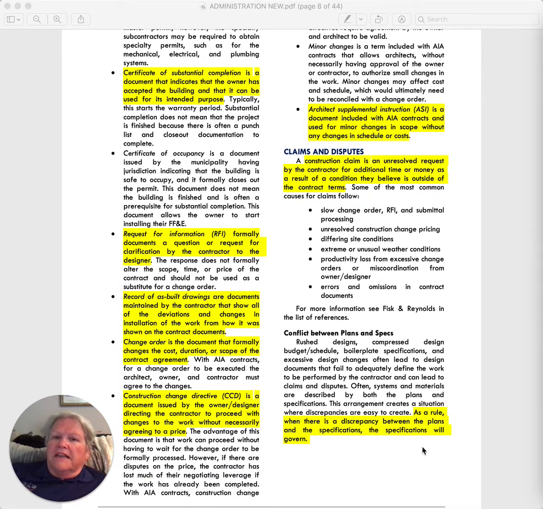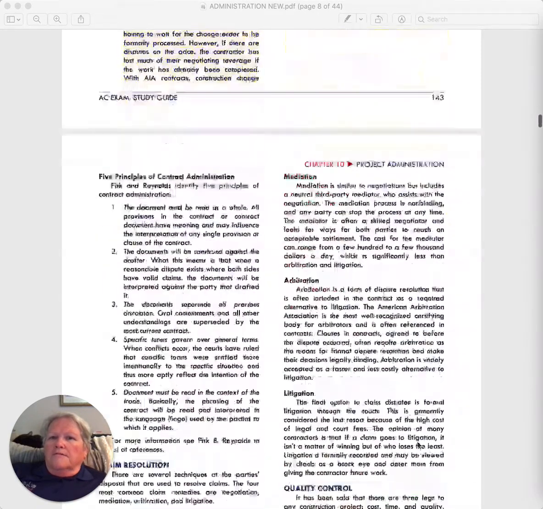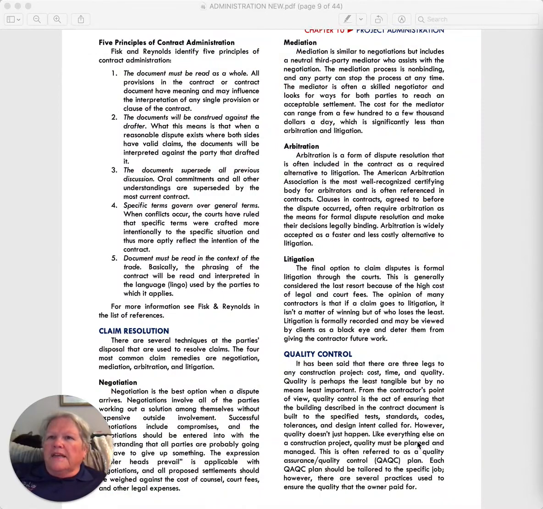But for the purpose of the exam, specifications will govern because they are typically more detailed. In terms of claim resolution, the contract will represent what are allowable claims and how they can be resolved. You can either do them through negotiation between the owner, the architect, and the general contractor, or it can be spelled out that you use either mediation, arbitration, or litigation.